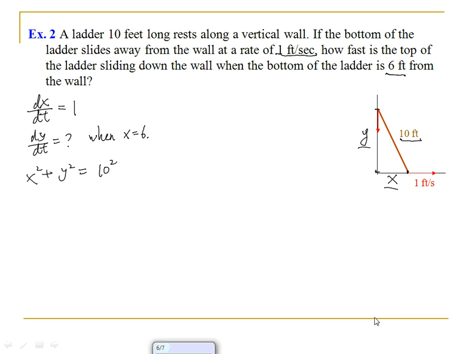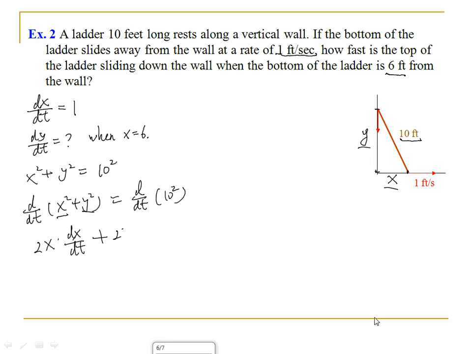So you take the derivative of the left-hand side and the derivative of the right-hand side. So the derivative of x squared, the chain rule will give you 2x and dx over dt because x depends on t. Similarly, the derivative of y squared, you get 2y and dy over dt.